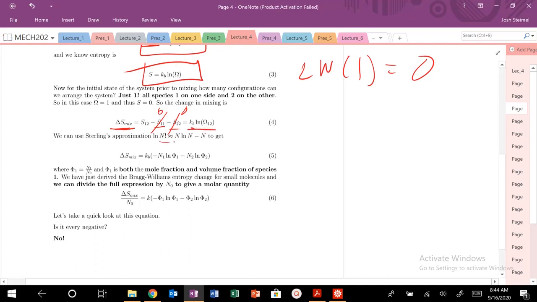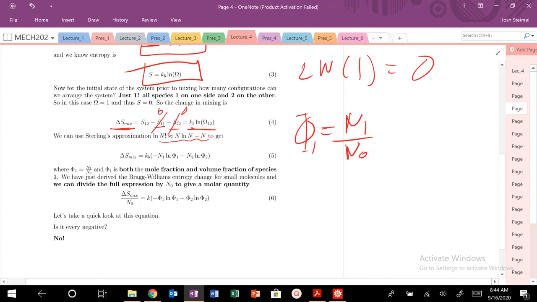So we'll do some math and some rearrangements. We'll use Stirling's approximation, and we'll use this expression of phi1 equal to N1 divided by N naught. A lot of times I'm just going to write it as phi, but I'll try to be a little bit more consistent.